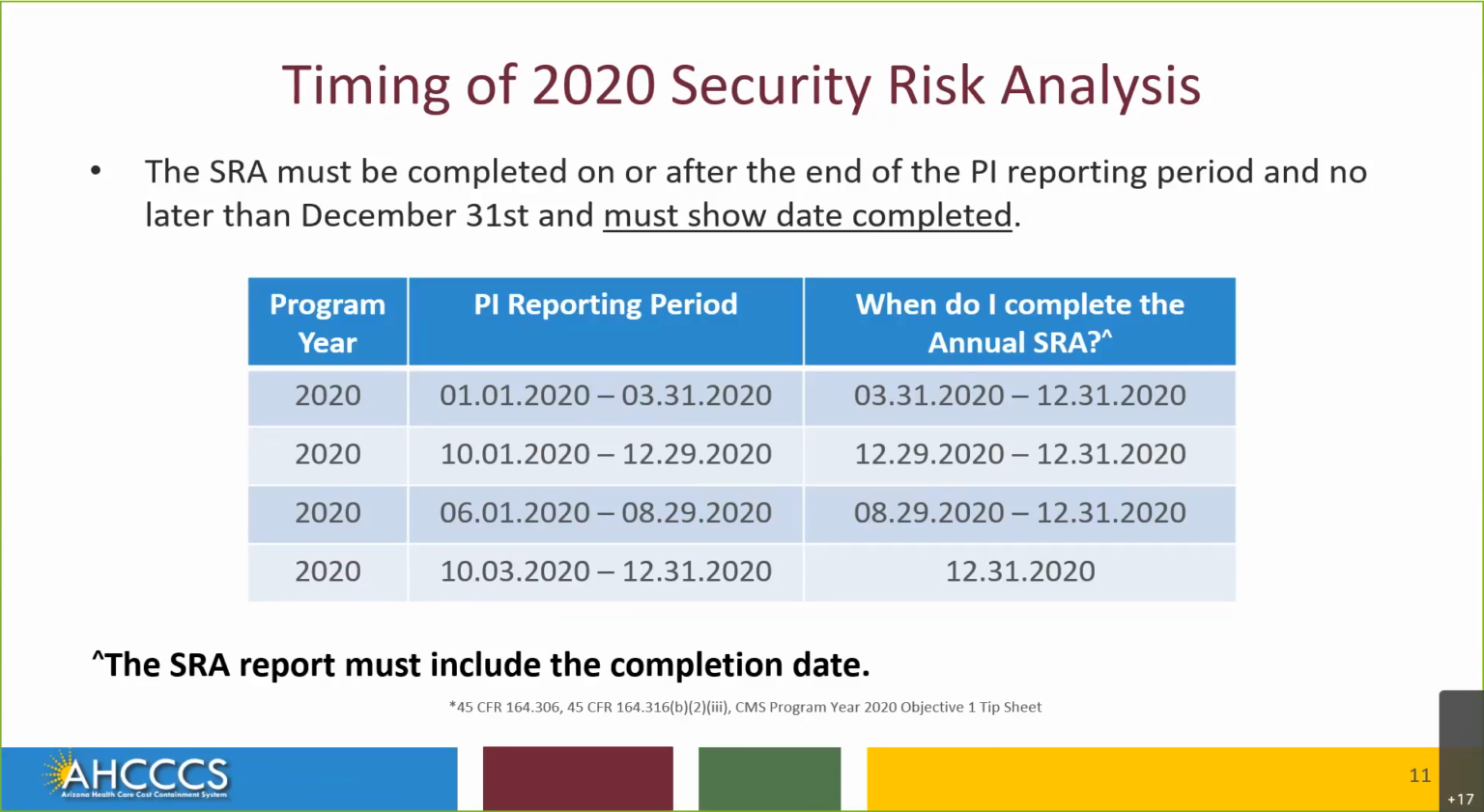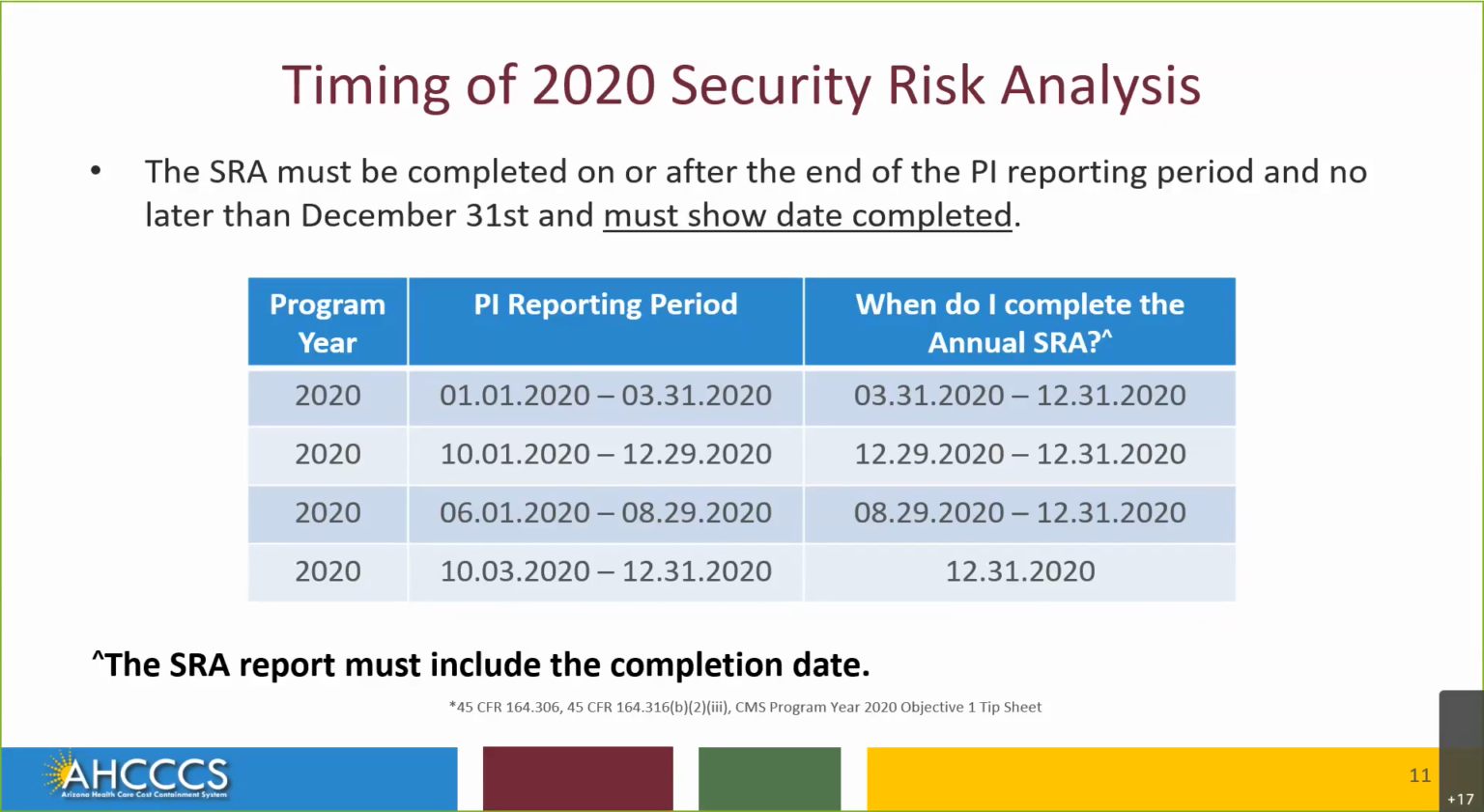So the first example, it says that the reporting period is January 1st, 2020 to March 31st, 2020. So that last column, when does that EP need to complete the annual SRA? As you can see, they can date it anywhere in between, or complete it between March 31st and December 31st of 2020. So that SRA, for it to be sufficient, it can't be dated March 29th. It must be dated on the last day of the reporting period or after, but it still must be completed inside calendar year 2020 for the Program Year 2020 year.